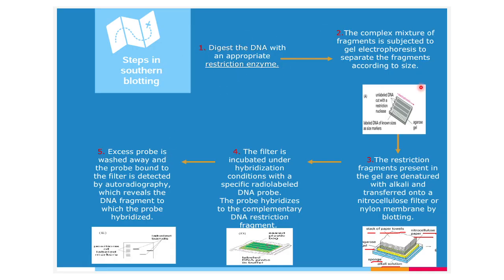So this is just a poster form where you can see all the steps over here. First digestion, then subjecting it to agarose electrophoresis for separation, then transfer. So there are different materials. You have a stack of paper towels, you have nitrocellulose membrane, the gel is at the bottom, you have the alkali solution, and then comes the incubation step for hybridization using radiolabeled DNA probe, and the probe hybridizes to the complementary DNA restriction fragment. You wash away the excess probe and observe under the autoradiograph.